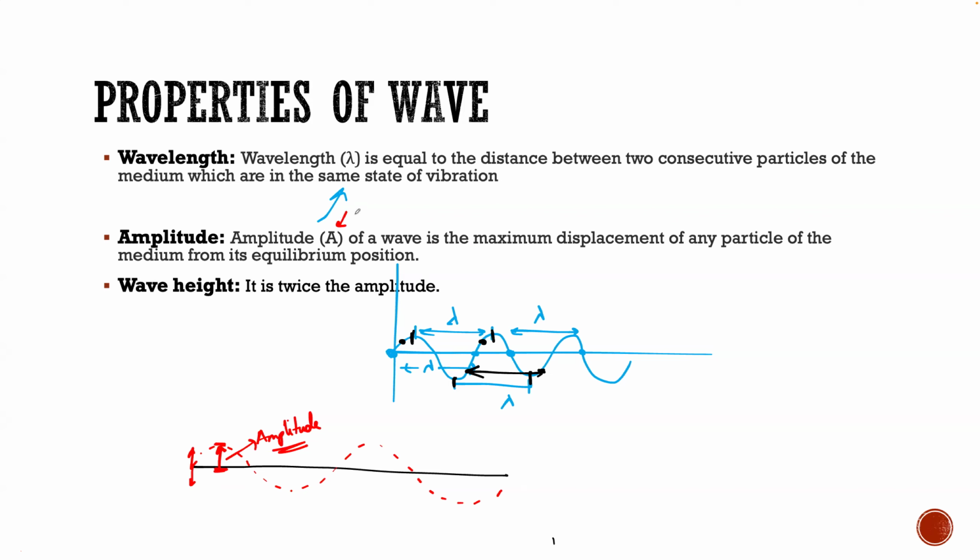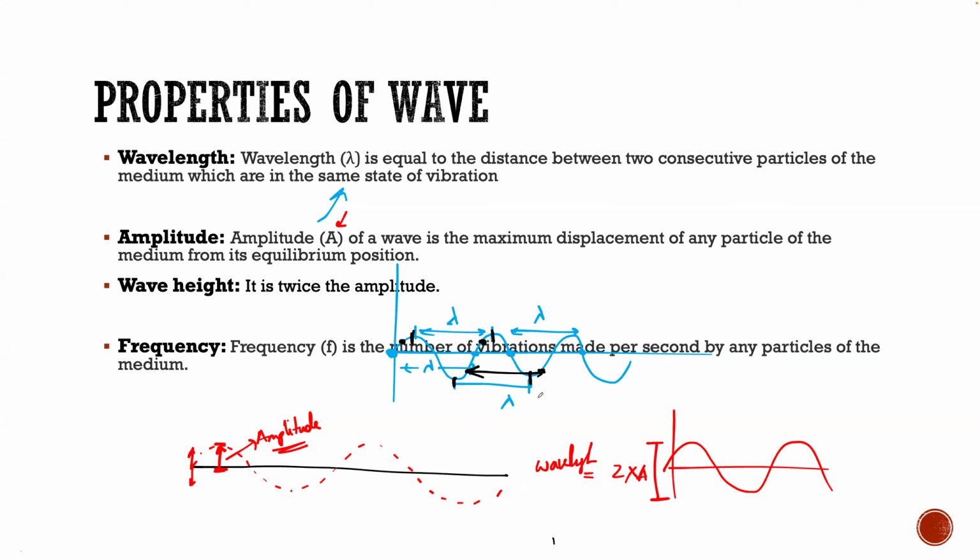Next, wave height. Wave height is twice the amplitude. So if I draw a transverse wave like this, from crest to trough, from the peak to the valley, that's basically twice the amplitude, which is called wave height.